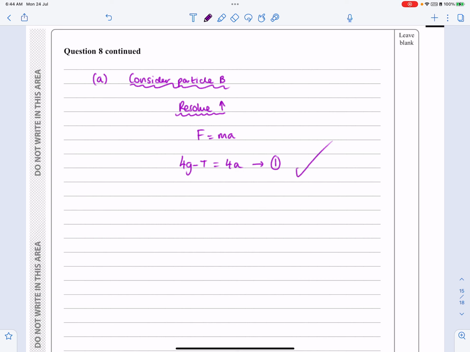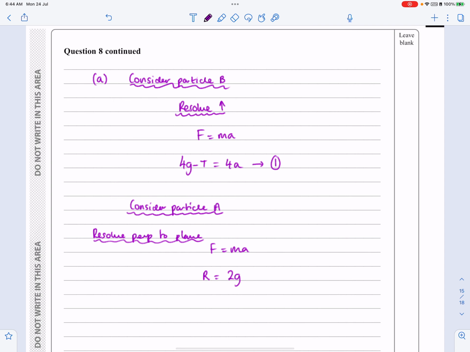Right, so I finished with particle B. That's why I did it, because it was nice and easy to do that bit. Let's now consider particle A. Again, telling the examiner what I'm doing. It takes me a couple of seconds to do, but I think this is really useful when I look back at this. When you look back at just the written version of my answer, it's quite clear each step what I'm going to be doing. So consider particle A, and now I'm going to start off, I did say this already, but by resolving perpendicular to the plane. F equals ma, and I'm going to get R equals 2g cos alpha.